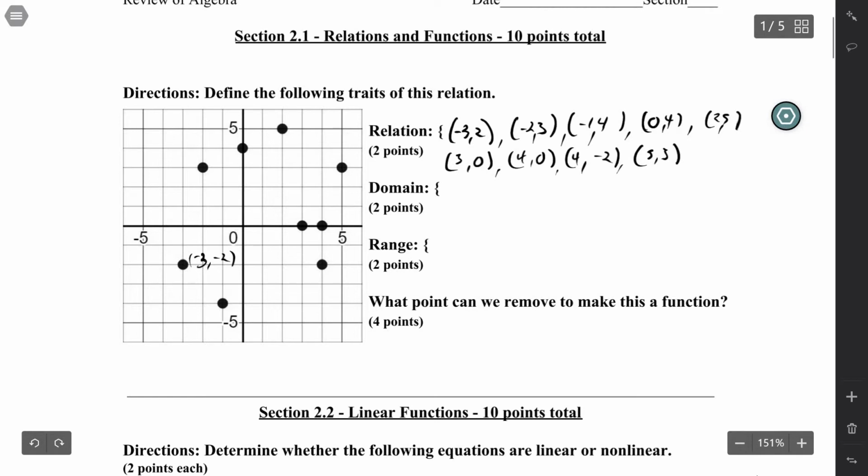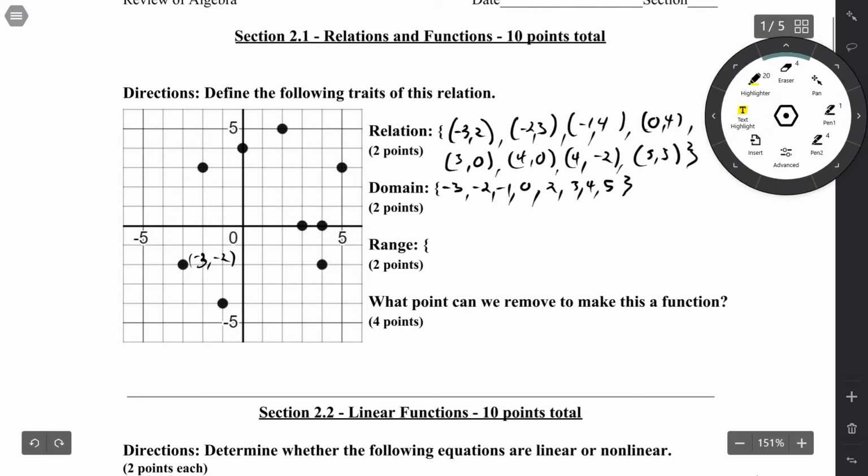All right, what's the domain? That's all valid inputs. So I'm going to go through and just really highlight all of my x values. There's only 2 repeated, so I'm going to have -3, -2, -1, 0, 2, 3, 4, and 5. Try and close this off with a little squiggly bracket. I'm very bad at drawing them. There we go.